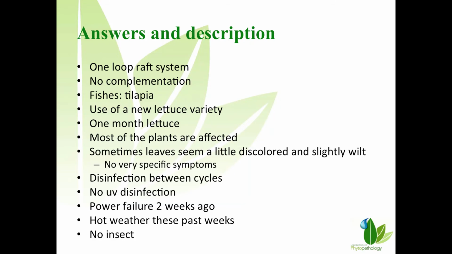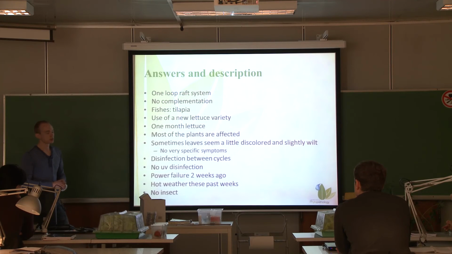For the answer, it's a one-loop RAS system with no supplementation. The fish are tilapia, and it's important information. The grower has used a new lettuce variety this year. This is big information. The lettuce is 1 month old, and most of the plants in the system are affected. The repetition of the symptoms is not very specific. Sometimes leaves seem a little discolored and slightly wilted, but these are not very specific symptoms.